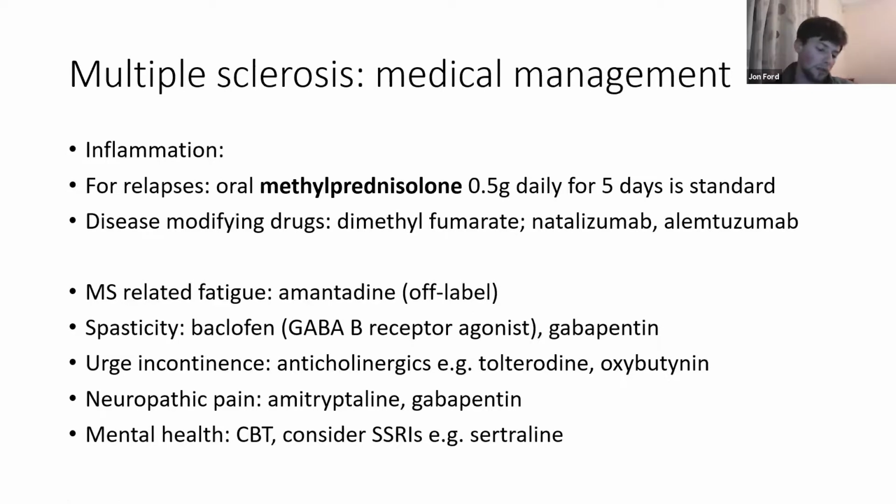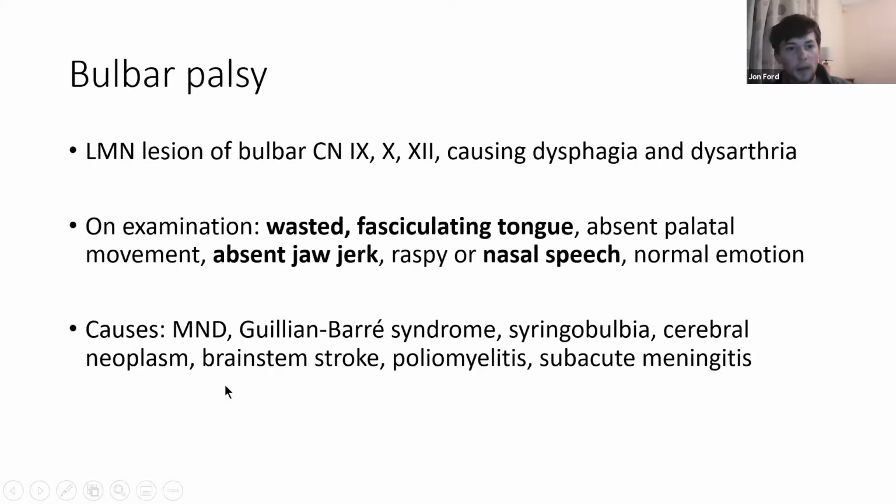Just see how we're doing for time. Okay. So MS is often treated with methylprednisolone, 0.5 grams. You don't really need to remember the dose, but that is useful to know. Methylprednisolone, 5 days. And then there's these other drugs that are sometimes used: dimethyl fumarate, natalizumab, alemtuzumab, which are those biologic drugs. Worth being aware of those. And then I've written some other bits and pieces that it's worth being aware of, but I'll let you have a look at a bit later, just in the interest of time.